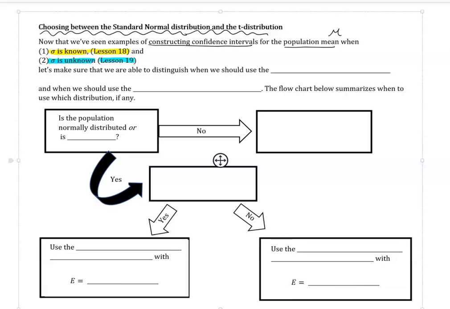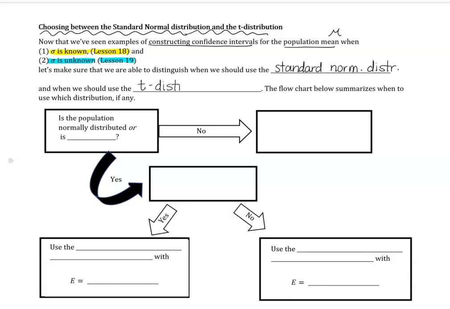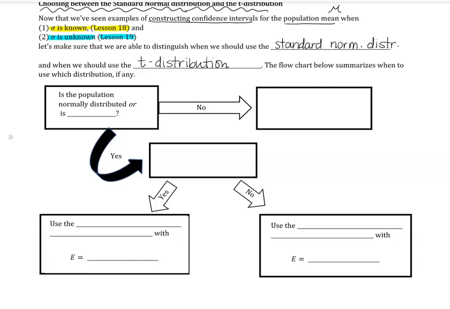So now we're going to make sure that we know how to tell the difference between whether we should be using the standard normal distribution, I'm abbreviating some things here, or whether we should be using the t-distribution. Because whichever one we use is going to definitely change our answer. So there's a flow chart down here that summarizes which distribution that you should use.